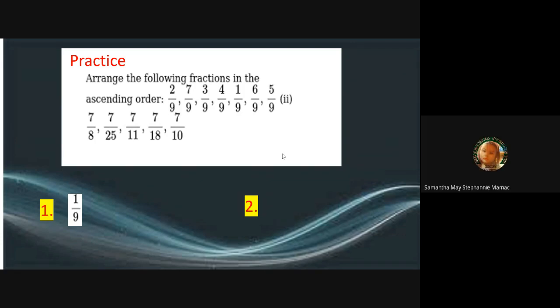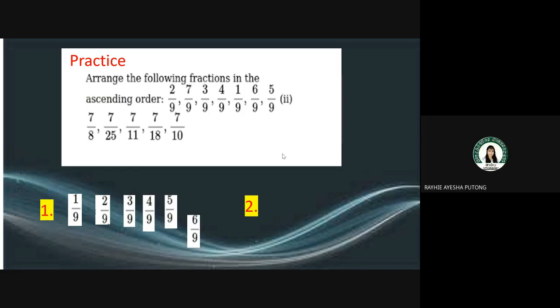2 over 9. Pangatlo, 3 over 9. Pang-apat, 4 over 9. Lima, 5 over 9. 6 over 9, pang-anim. Tapos 7 over 9. Ayan na ba yung arrangement niya from lowest to highest? Ang pinakamataas pala ay 7 over 9. Yes po. Okay? So, naka-ascending order na po.